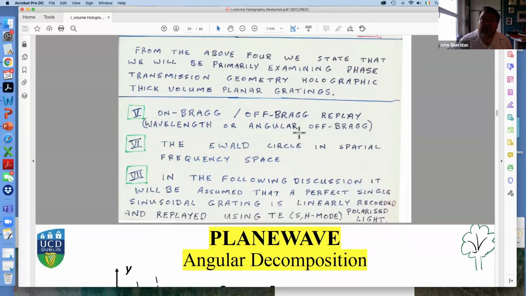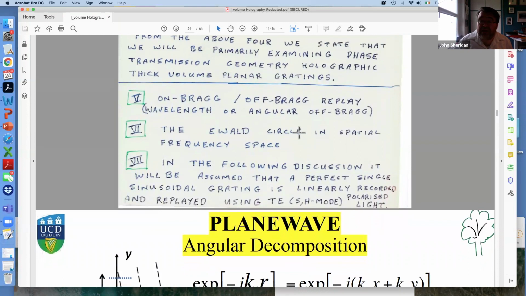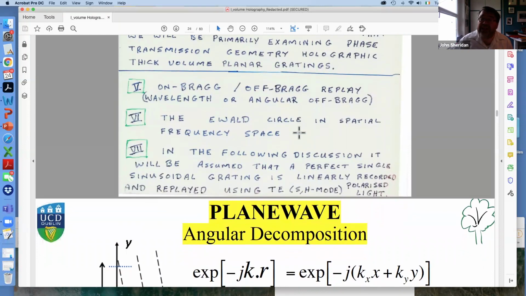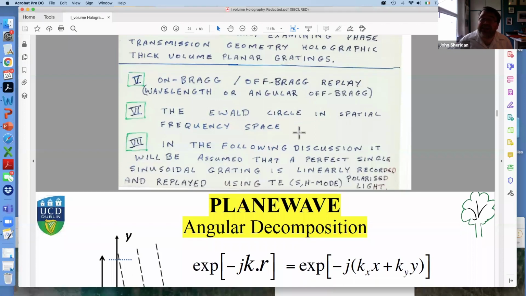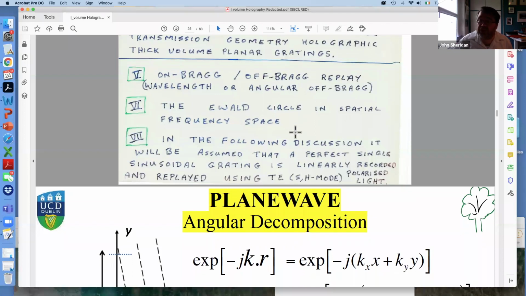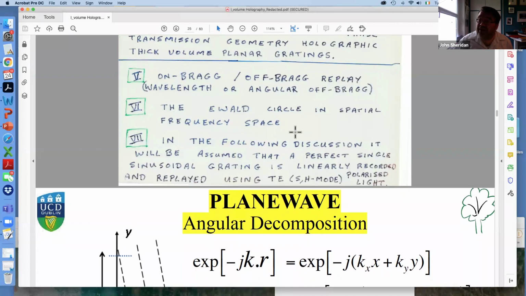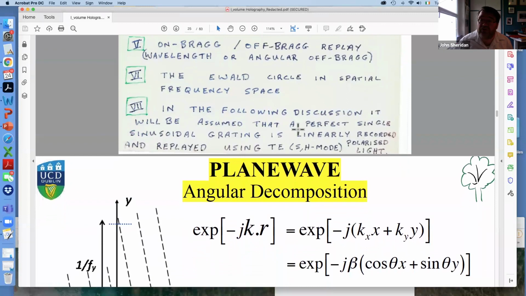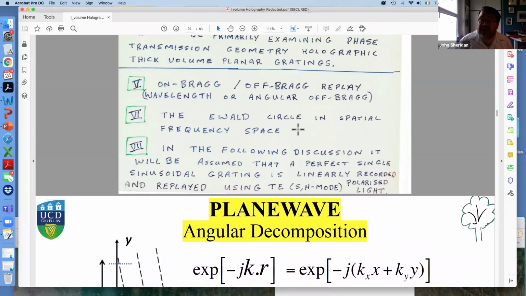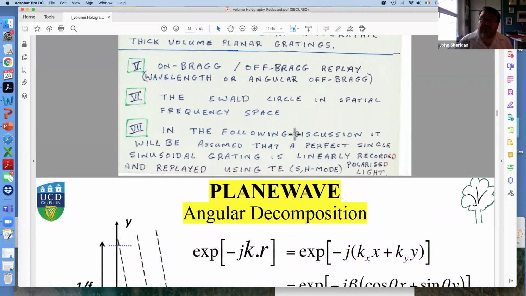We're going to talk about things like on-Bragg and off-Bragg replay, so varying the replay wavelength and the angular replay. We're going to talk about the Ewald circle. I might even go as far as talking about Ewald spheres, because they're a very handy tool for an engineer to get an idea of what's going on. I'm going to use this because it just happens to be very handy, very useful. And it's very much like talking about a signal in the time domain and then talking about its spatial frequency components. It can be very, very useful when you come to some things.